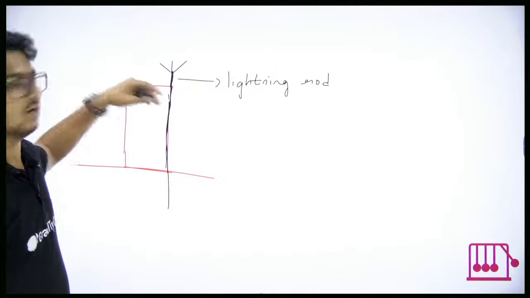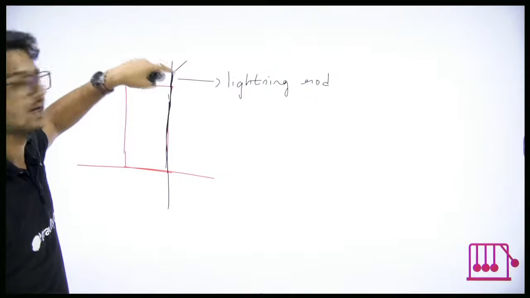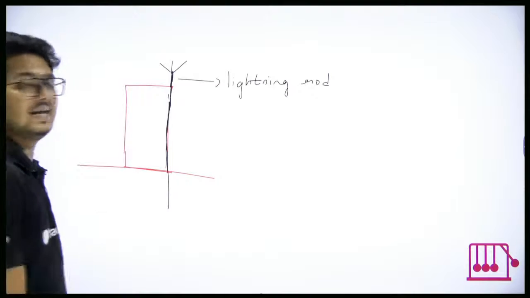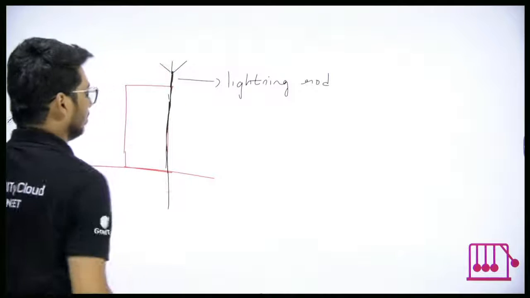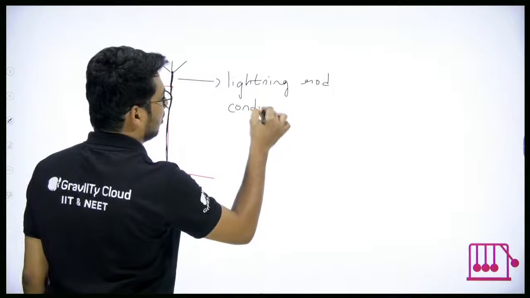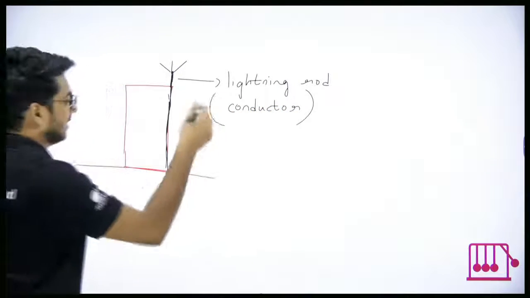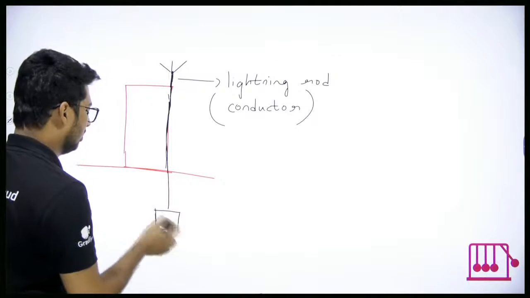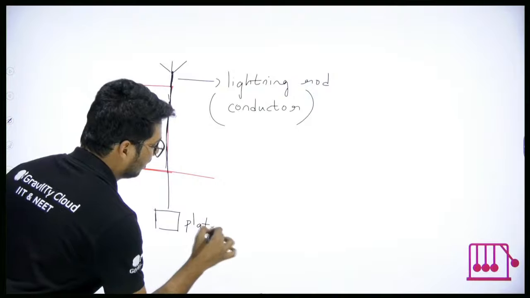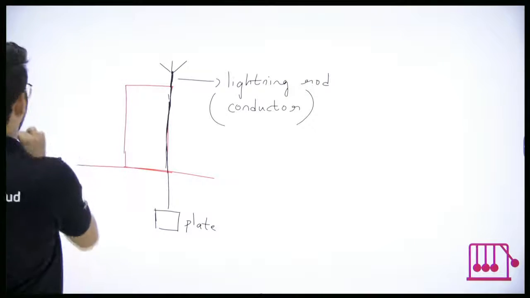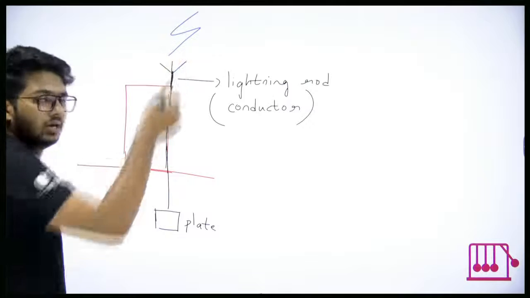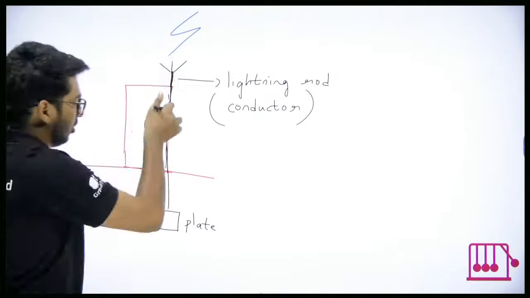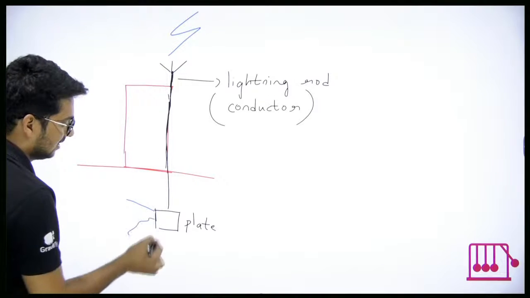The top of the lightning rod is above the building, and it will be connected continuously. It will be a conducting rod, directly connected into the earth. It goes deep inside the ground, like 5 meters, and at the end there is a plate. When lightning strikes, it will strike the rod. Through the rod it comes down into the plate, and from the plate it discharges.